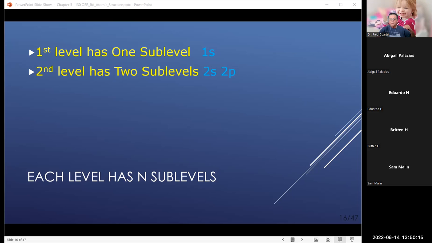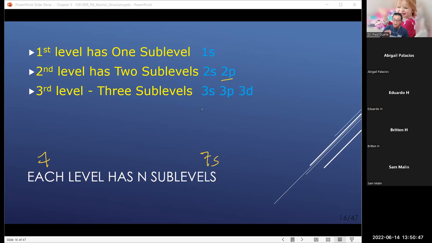When we go to the third energy level, we introduce a third orbit, which we call the D, as in David. Now notice the trend here: everybody from energy level 1 all the way to 7 will have the S orbit, all the way down. Starting with energy level 2, we introduce a P, and that would have the 7p all the way down.